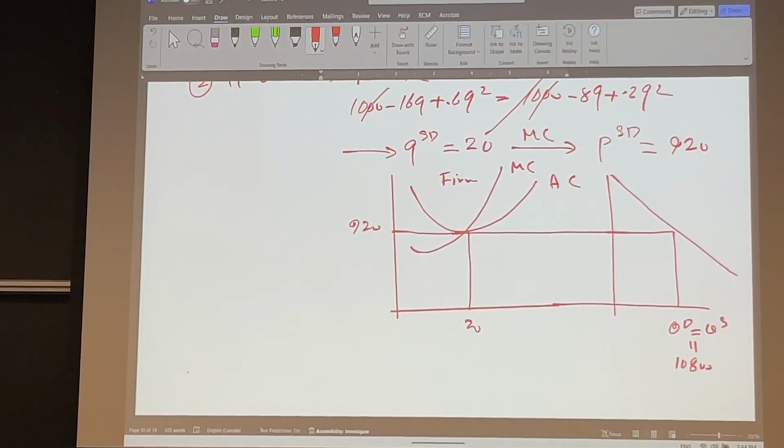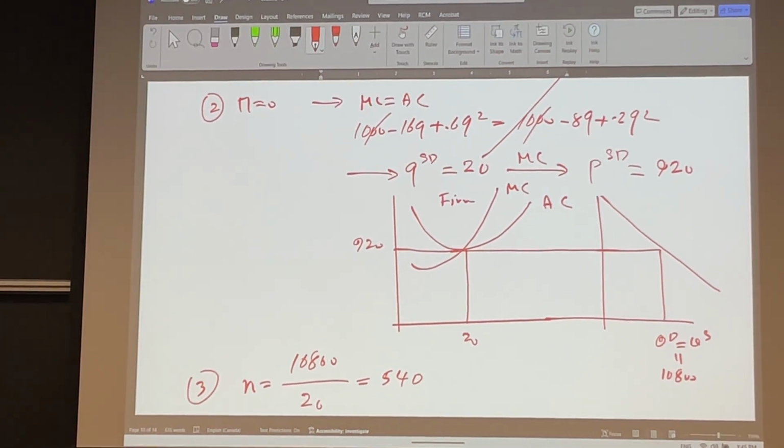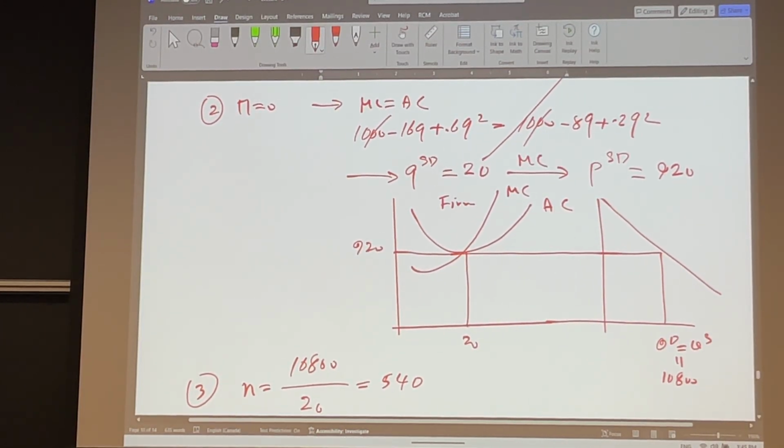Now we can get the number of firms. The overall supply is 10,800, each producing 20. So how many firms will be there? 540. That solves it. Long run equilibrium. Right? Make sense?